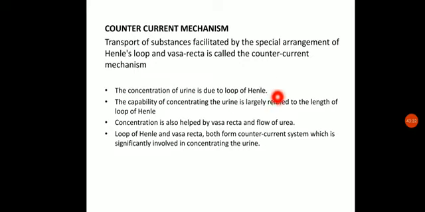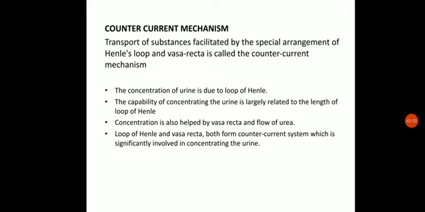So if the length of the loop of Henle is high, the urine will be more concentrated. If it is small, not so long, then it will not be that much concentrated. Now, the capability of concentrating the urine is largely related to the length of the loop of Henle, as we've seen. The concentration is also helped by the vasa recta and flow of urea.